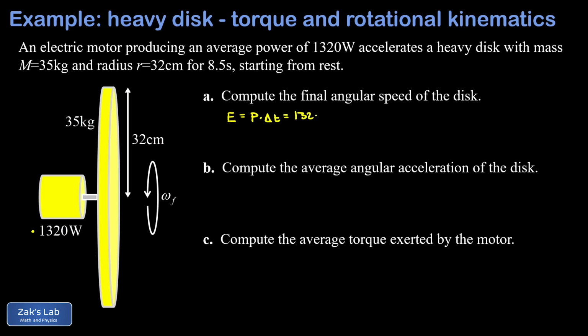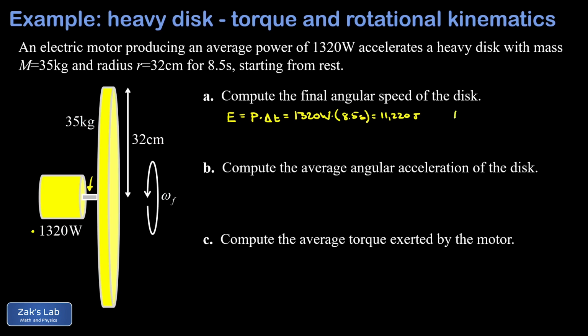So we plug in our 1320 watts, and we multiply by the amount of time that this motor runs for, which is 8.5 seconds. And this gives us 11,220 joules of energy output. Now that energy is reflected in the rotation speed of the disk. And just note, we're ignoring here as an approximation the moment of inertia of the shaft itself, which should be negligible compared to a gigantic 35 kilogram disk.